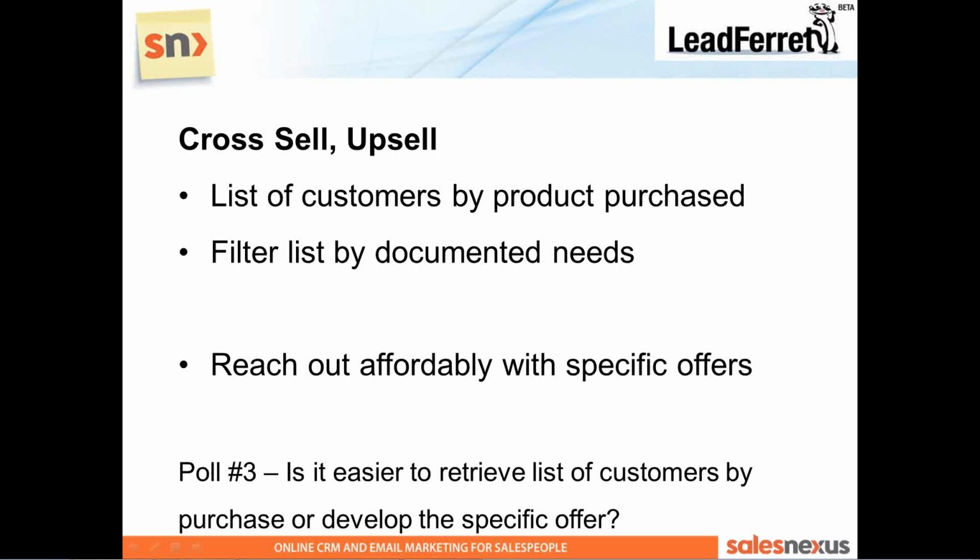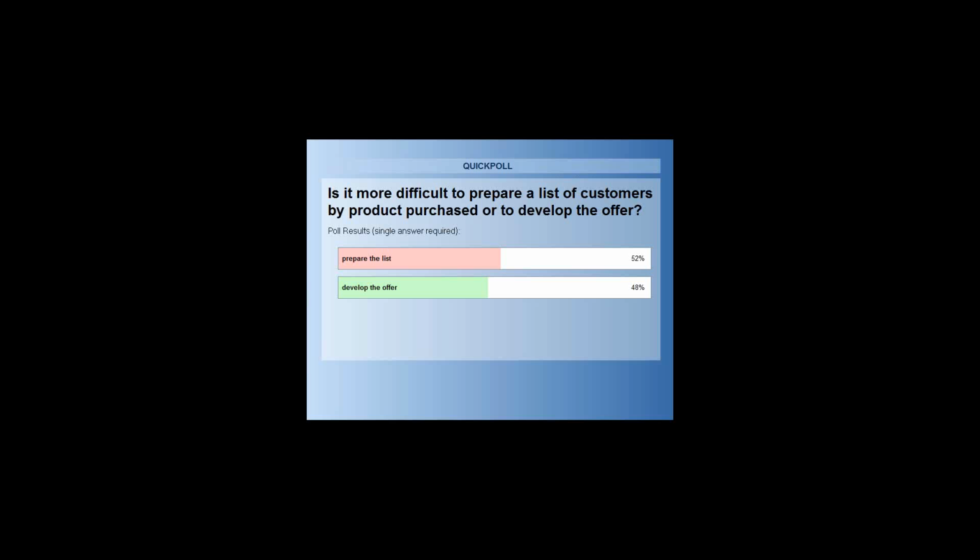Okay, so I'm going to close that now and show you the results. So you should be seeing that now. So it's pretty close. 52% said they're better at preparing that list. 48% said they're better at developing that offer. That's really just a frame of reference. Again, kind of surprised by that, but it's good news.